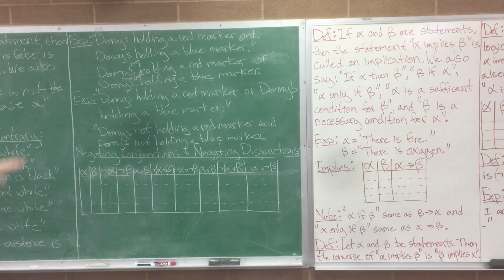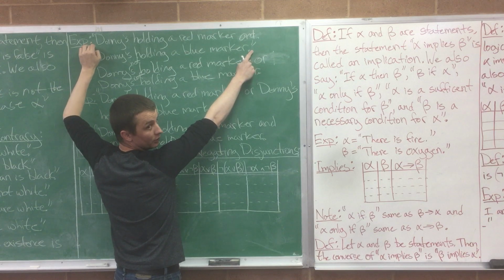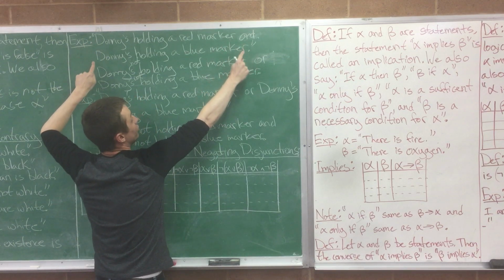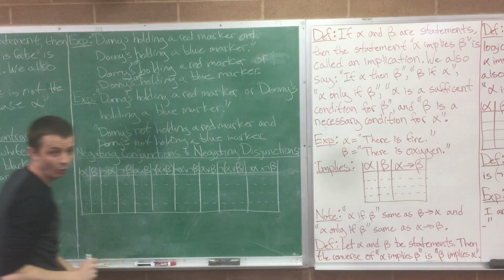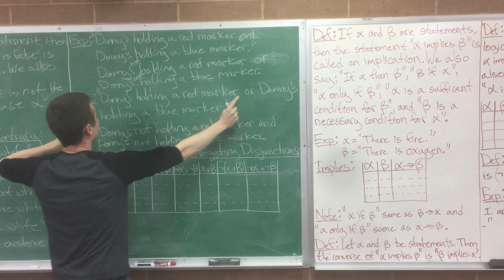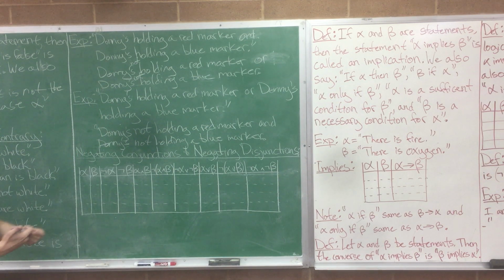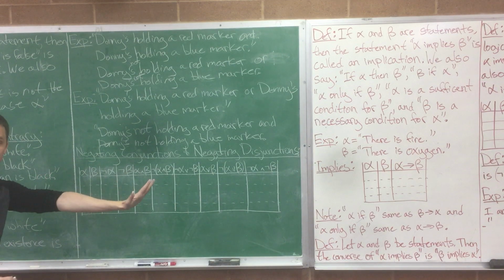Now notice what happens. When we do the contradiction of a conjunction, we negated the two statements and we switched the and to an or. And when we did the contradiction of a disjunction, we negated the two statements and we switched the or to an and. Make sense? Yeah.